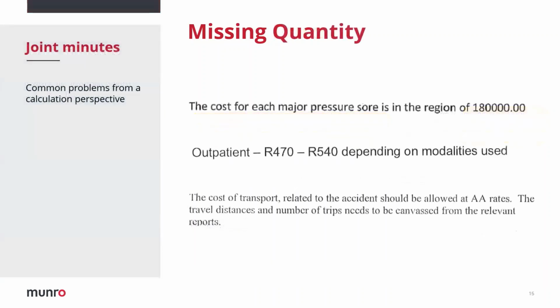And the other thing I'm going to look at is missing quantity. So basically here, they say the cost of each major pressure sore is in the region of 180. But you could ask yourself, how many pressure sores are going to be there? That's the other thing. So we usually assume one, but that one doesn't actually tell us the whole truth. We assume one because there is a cost. So now it's going to look like we've actually undervalued it. Whereas if they had told us this person will need major pressure sores, about 3 in their whole life, or they could say 1 per year for the next 3 years. So that actually gives us the quantity of how much we need to allow for.